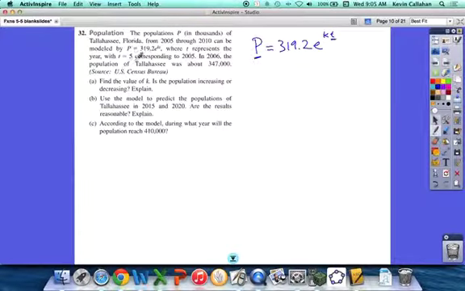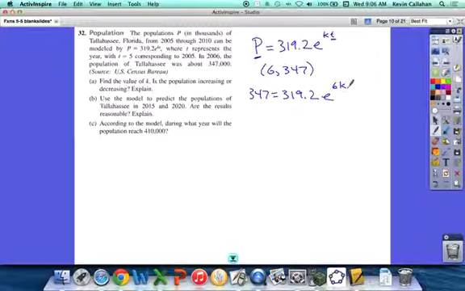In this, they said t equals 5 corresponds to 2005. And then they tell us in 2006, the population was 347,000. There's your data point. You know the population for one point in time. That point would be 347. So plug it in. That'll be 347 equals 319.2 e to the 6k. And now you can solve for k.